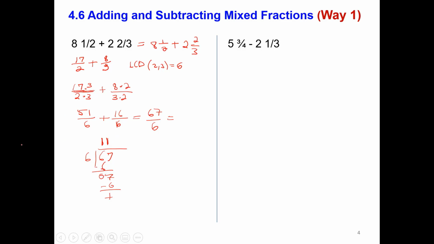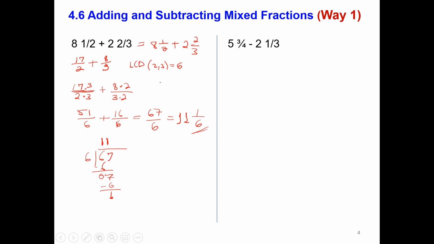The whole part is the quotient, which is 11. Then we have 1 over 6 as the fractional part. So the answer is 11 and 1 over 6. This is the answer.